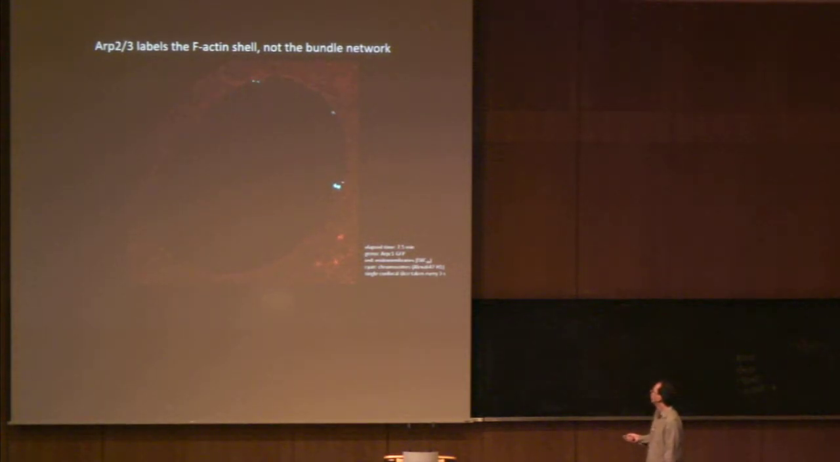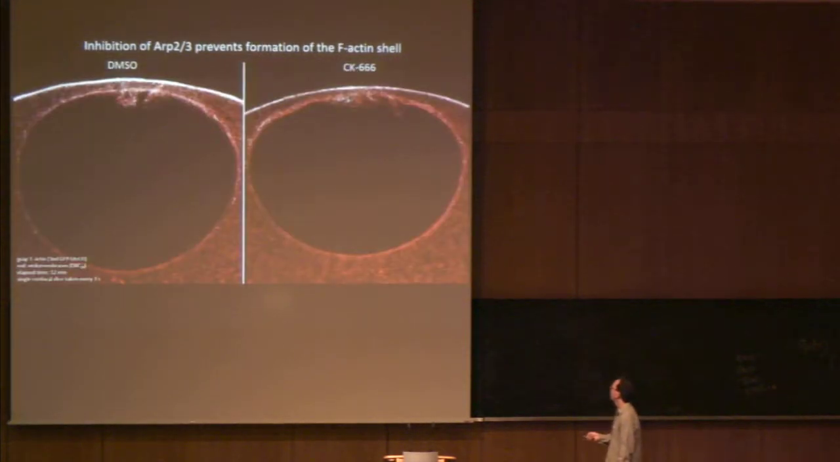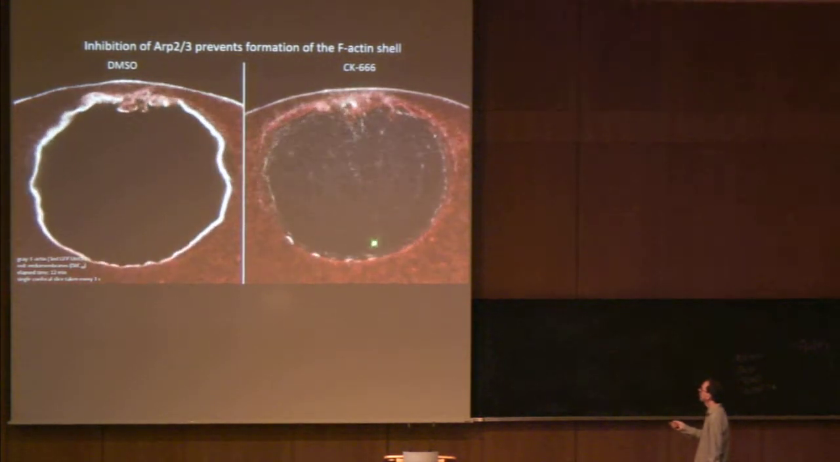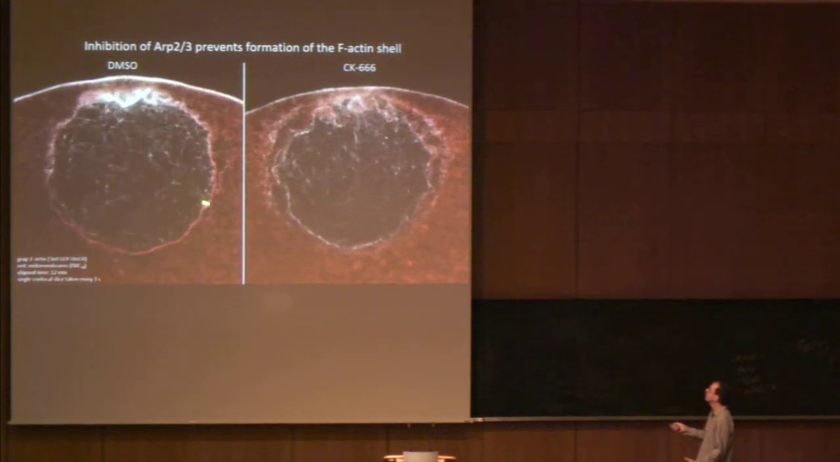We also know that this is nucleated by the ARP2/3 complex. This is a fluorescently labeled subunit of the ARP2/3 complex. These patches are also nucleated by the ARP2/3 complex. But if the movie loops, you will see that this shell is nicely labeled by ARP2/3. We can also then specifically block the formation of this actin shell. So the network is not ARP2/3 dependent.